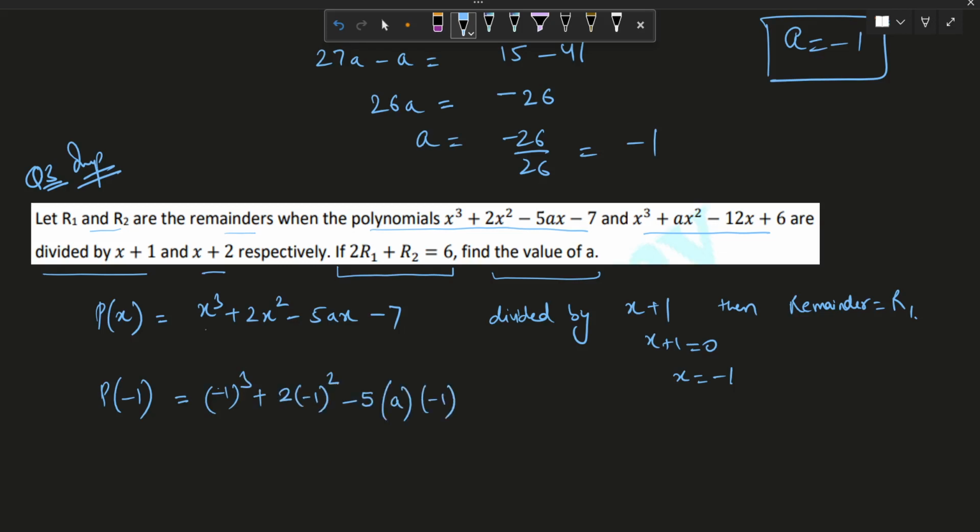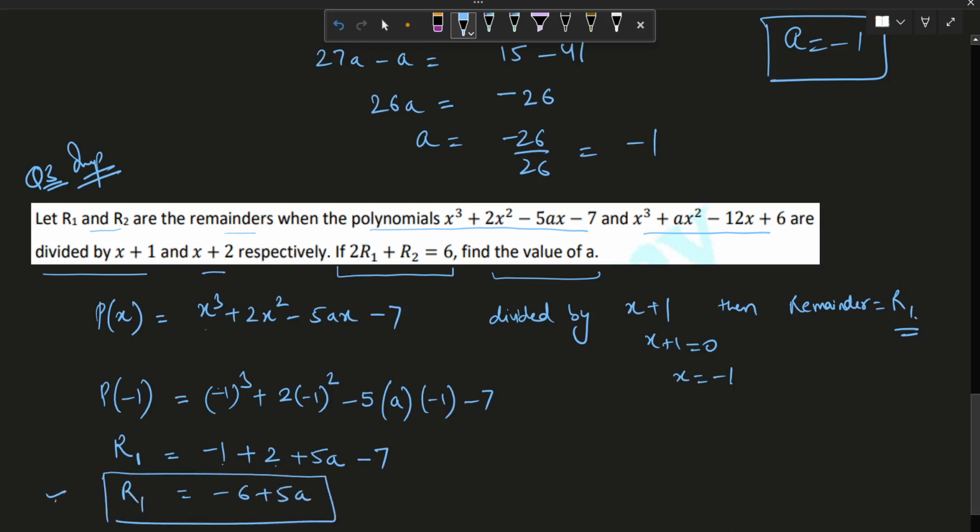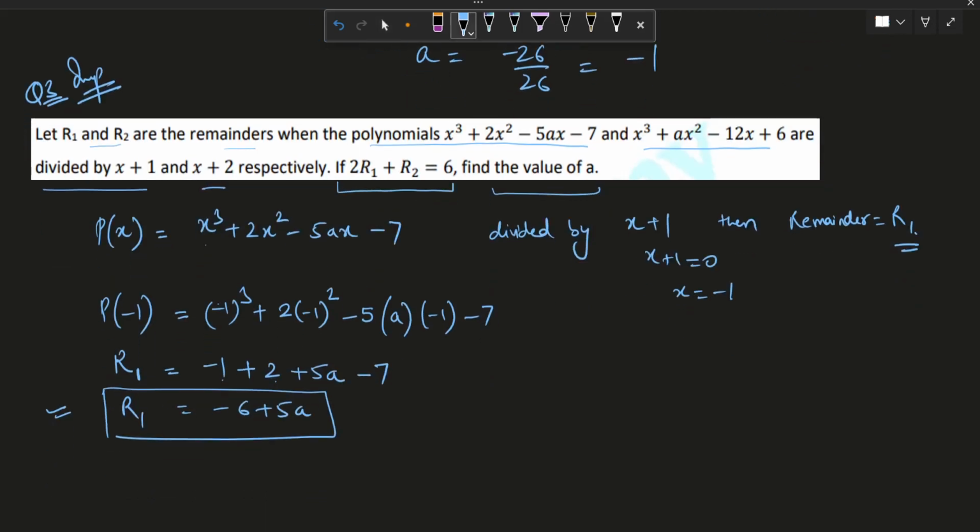p of -1 is (-1) cube plus 2 (-1) square minus 5 into a into -1 minus 7, और ये जो रिमाइंडर है दिस इज r1. ओके, ये r1 आएगा. सॉल्व करते हैं. -1 +2 +5a -7, -1 +2 इज 1, -6 हो जाएगा ये, -6 +5a क्या हुआ, R1 का वैल्यू आ गया है. गॉट इट स्टूडेंट्स, इतना पार्ट इज क्लियर, फाइन.